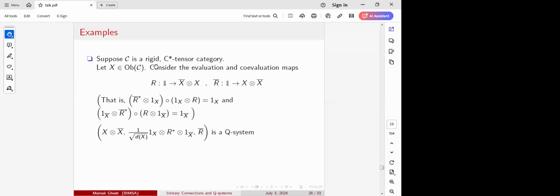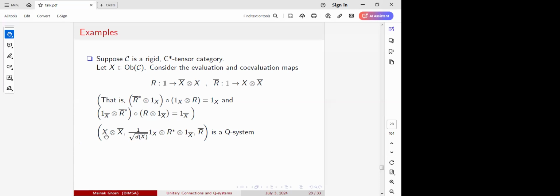Every rigid C-star tensor category has a canonical dimension function. By dx I mean the dimension of this object X. Just like the previous example, it will turn out that X tensor X bar is a Q system, where the multiplication map is given by 1 by root dx times 1x tensor R star tensor 1x bar, and the unit map is given by R bar. So this becomes a Q system.